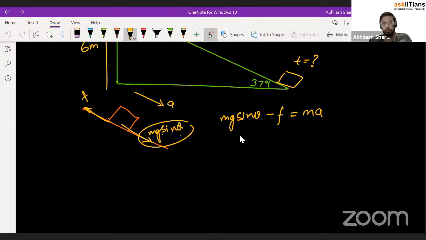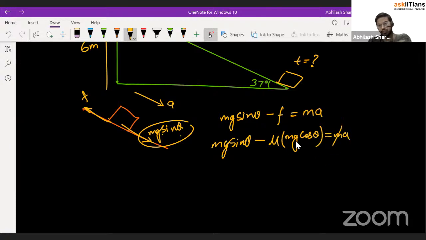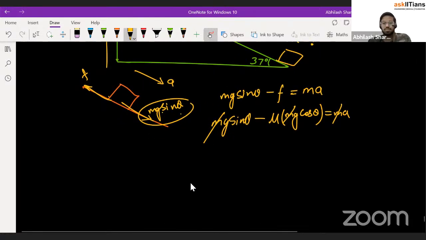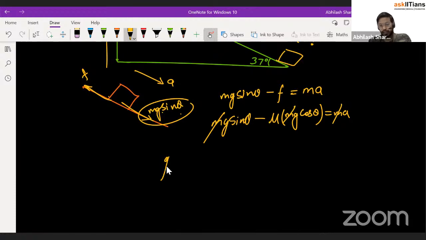All right. Now let's see what is going to happen. What will be the friction here? Friction will be mu into N. And what is N? mg cos theta. That equals ma. And guess what? Mass cancels. And that is the reason the mass was not given, because it cancels out. Now you can see I can take g common. Inside I have sine theta minus mu cos theta. That equals a.